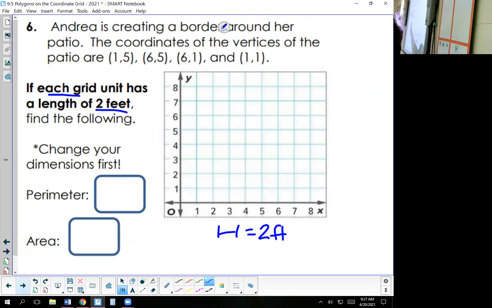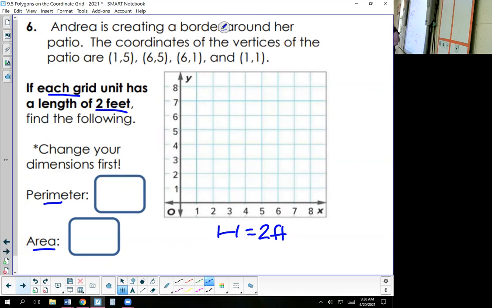Change your dimensions first. I wrote it this time. And then we're going to find the perimeter, rim, around, and then area. Now it's four numbers, so it's going to be either a parallelogram, rectangle, or square, right?